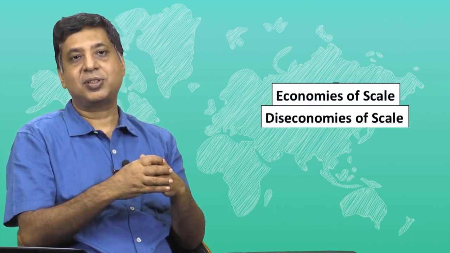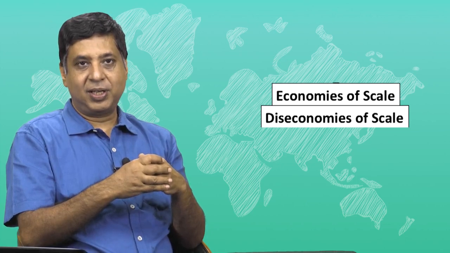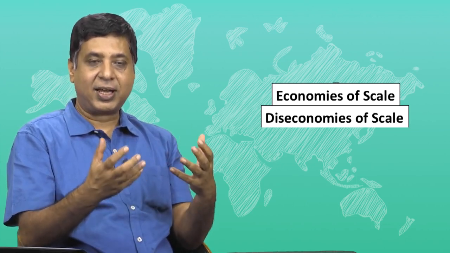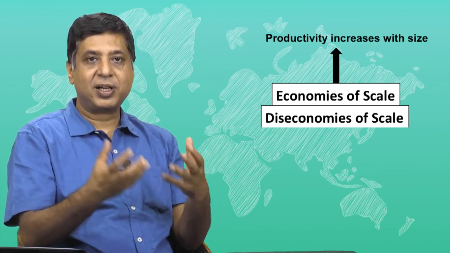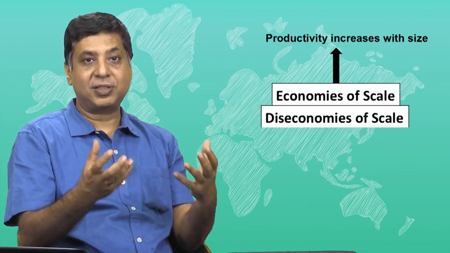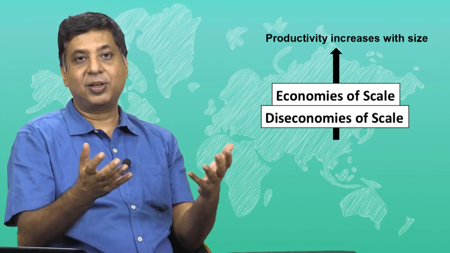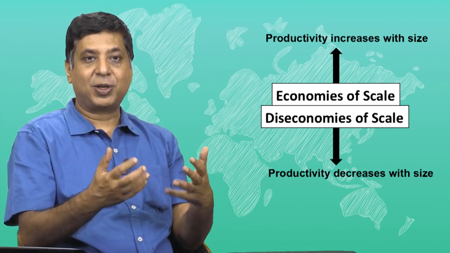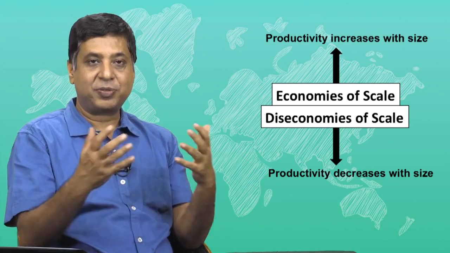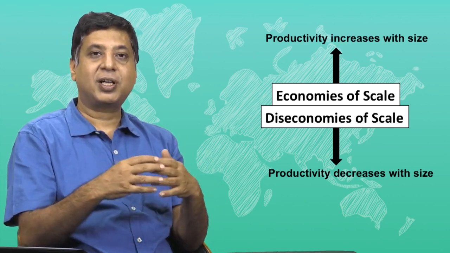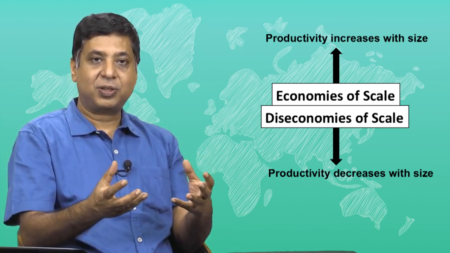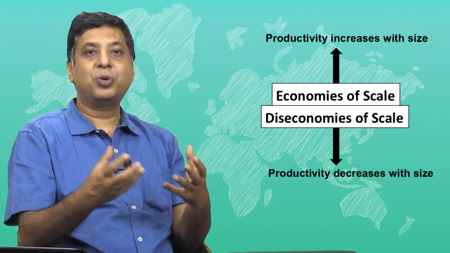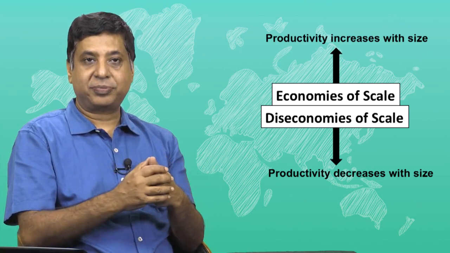So, economists typically talk about economies and diseconomies of scale. Economies of scale are such that with increased size, productivity increases and you find yourself being able to produce relatively more. Diseconomies of scale are obviously the opposite of economies of scale. So, you find if you have diseconomies of scale that productivity declines with size and that your output levels do not go up in proportion.